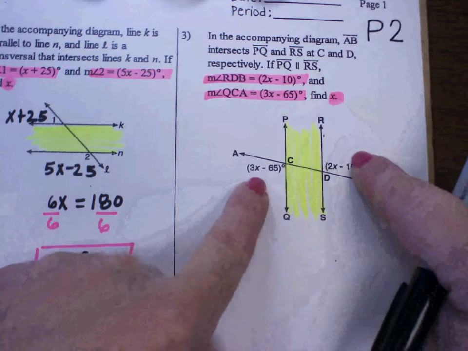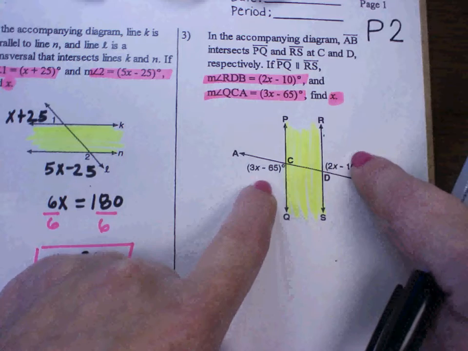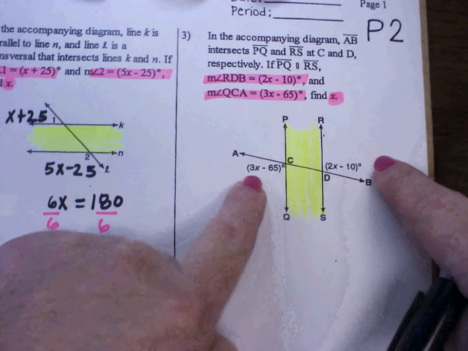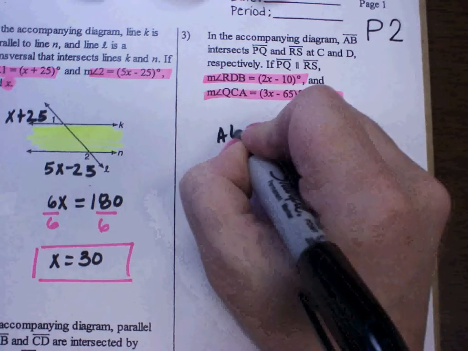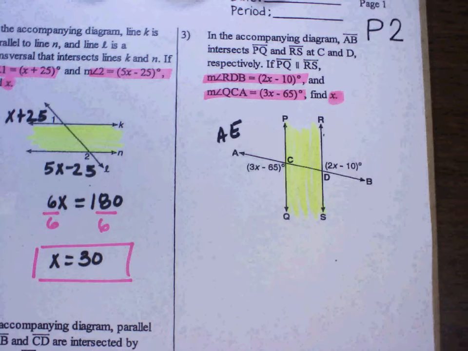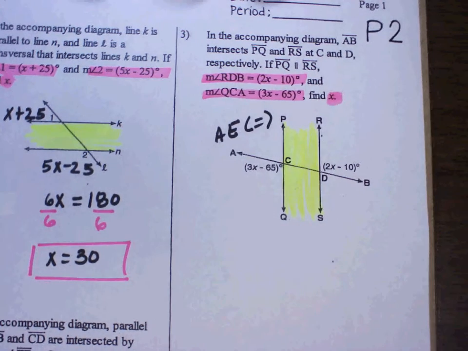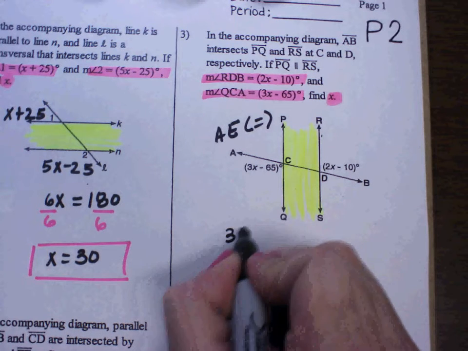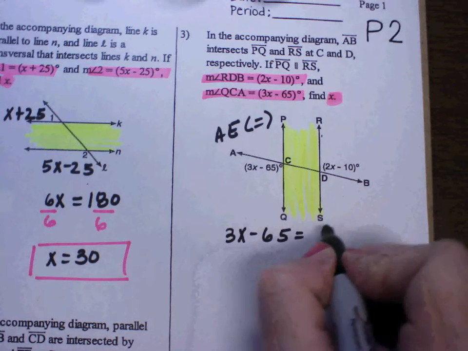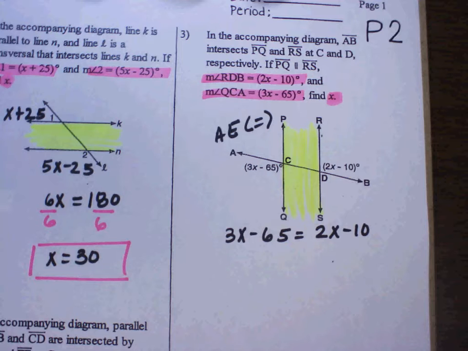All right, so what kind of relationship do those two have? Alternate exterior. Very good. Alternate exterior, which means they're what? Equal. They're congruent to each other. All right, so 3x minus 65 equals 2x minus 10.